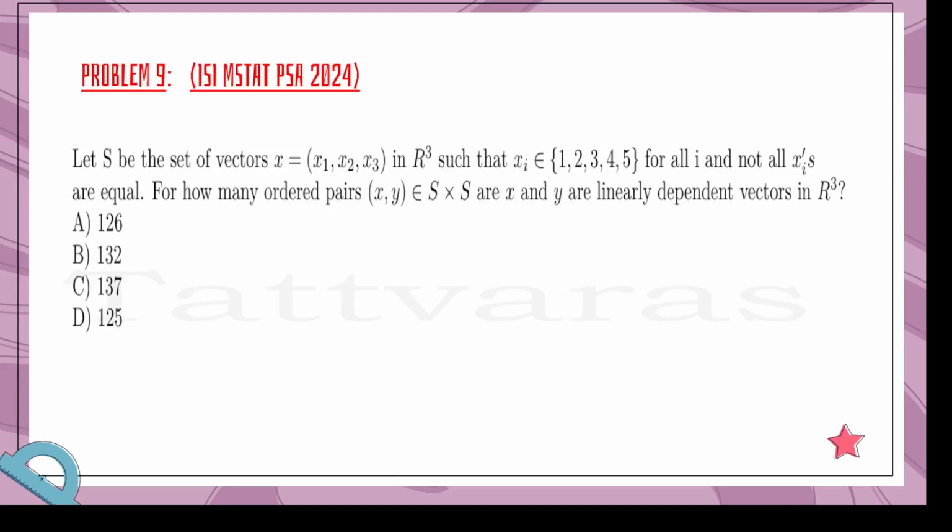For how many ordered pairs (x, y) belonging to S × S are x and y linearly dependent vectors in R³? So the important points to note in the question are that the value xi can take is in {1, 2, 3, 4, 5}, and that not all xi's are equal. And then we have to find for how many ordered pairs x and y are linearly dependent vectors. So this is our question.